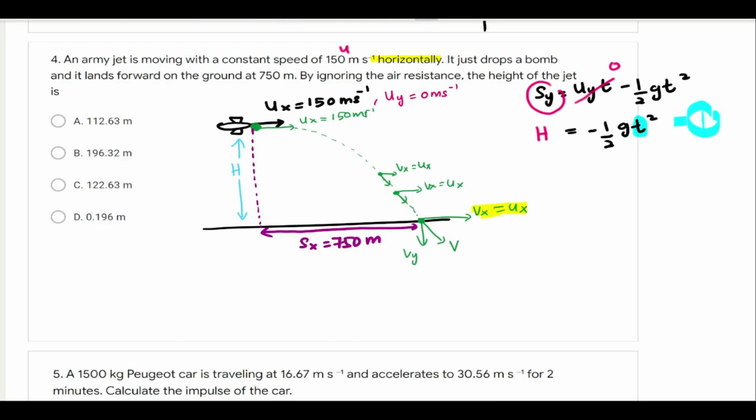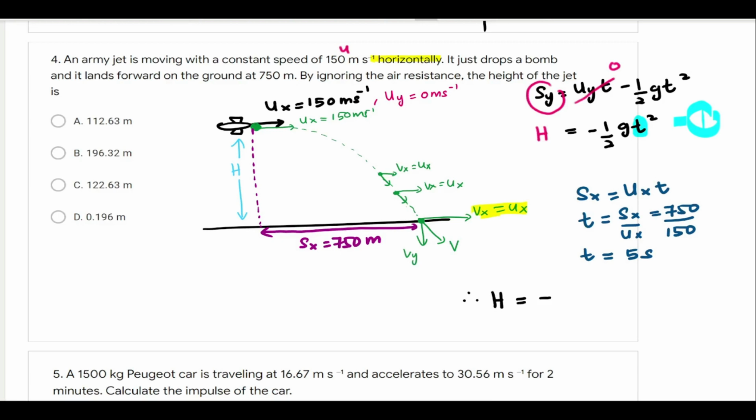Kalau tadi adalah vertical equation ataupun y component, so we can move to the next part which is Sx. Okay, sebab kita ada nilai Sx, kita ada nilai Ux and kita boleh cari T. Okay, so T is equal to Sx over Ux, which is 750 over 150. Therefore T is equal to 5 seconds. Okay, so maknanya bom tersebut mengambil masa 5 minit untuk mencecah tanah. Okay, untuk jatuh ke atas tanah. Therefore, now we can calculate height.